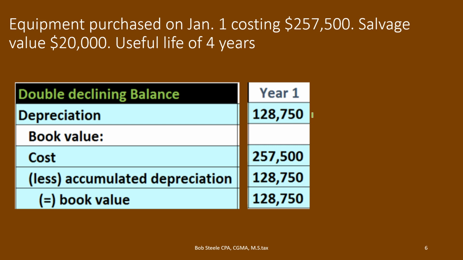It's not exactly double because remember that salvage value kind of throws that off, but it's much higher. And then the cost is going to be the cost less the accumulated depreciation, which gives us the book value of 128,750. And of course, we're taking 50% being for the 4-year property, so we're left with a book value of half after the first year. So that's a much larger number.